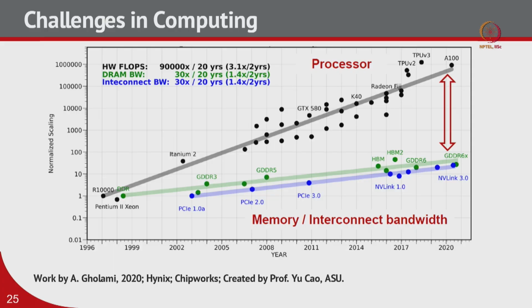Now in this particular figure, you can see that the x axis shows different number of years and the y axis is scaling, where I am showing you 3 lines. One is gray, one is green, and one is blue. The gray line shows the hardware floating point operations for different processors over the past 25 years, or maybe a little more than 25 years. I think it's around 30 years, correct.